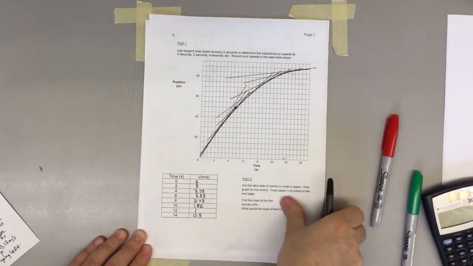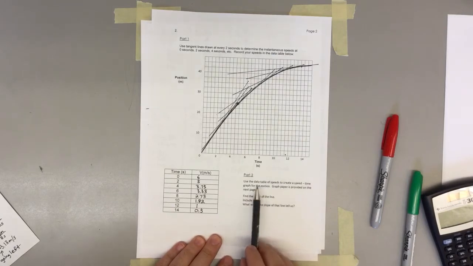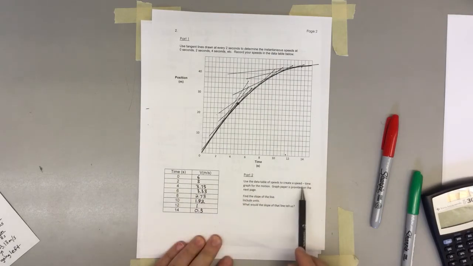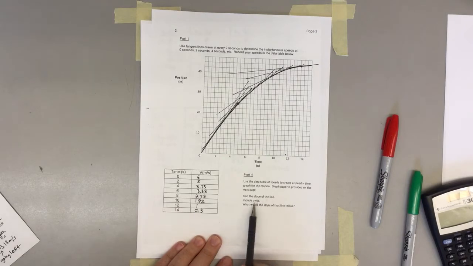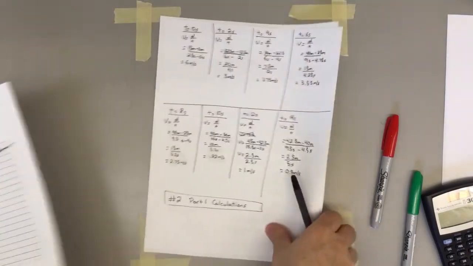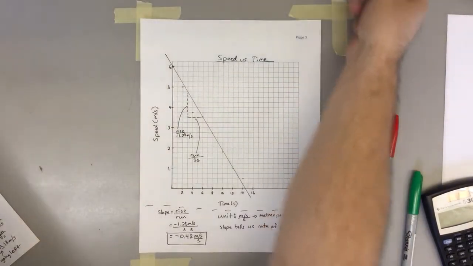You can read. Now, the last thing you were supposed to do here, as you read part 2, you're supposed to take the data table of speeds versus time to make a speed-time graph for the motion. Graph paper should be included, and then you had to find the slope of the line, tell us what the units of that slope would be, and then what that slope actually tells us. So we're going to get rid of these calculations for a second. You have a copy of them all.